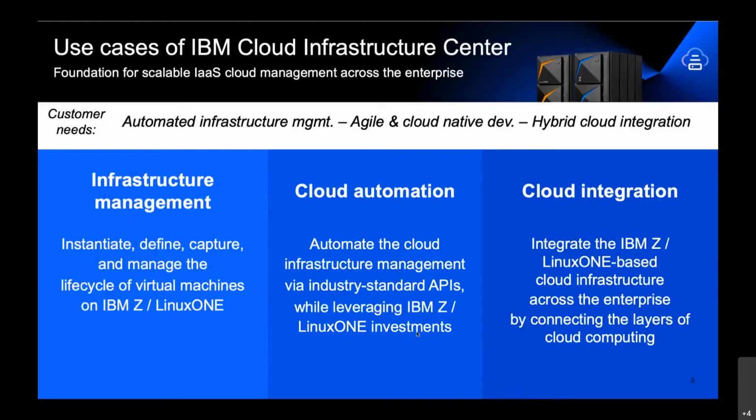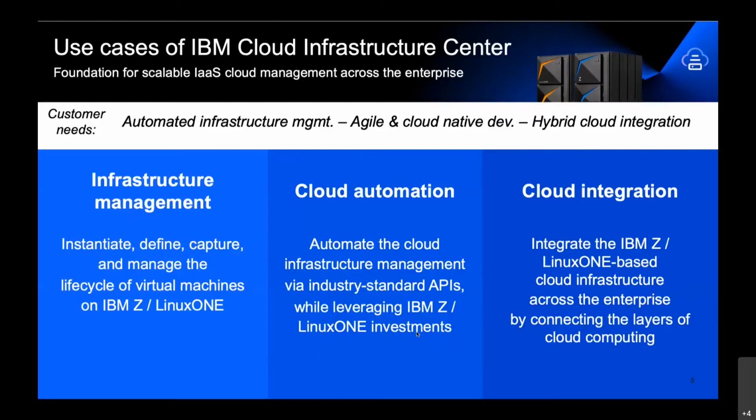And third, and this is probably the most exciting use case, is cloud integration. And I mentioned this before, because of the OpenStack compatible APIs, the RESTful APIs that we come with, Cloud Infrastructure Center can integrate with the platform as a service layers and all the tools, the cloud tools and software that is running on that layer, and really being the linchpin between our infrastructure and those PaaS layer software.